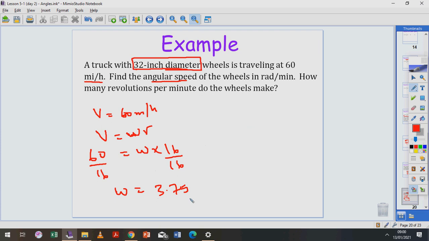It's coming at 60 miles an hour. If it's traveling at 60 miles per hour, how can this be rads per minute? This would have to be rads per hour, right? So now we need to change this to rads per minute. You divide it by 60? How do you change it to per minute?